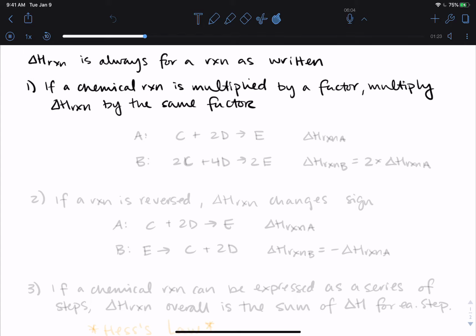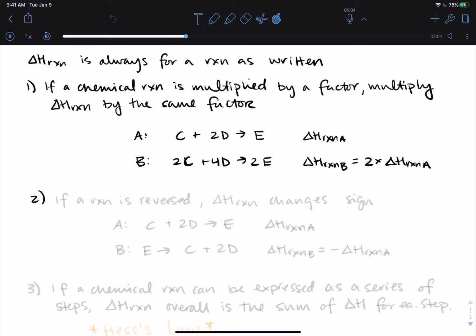So if reaction A is C plus 2D turning into E, and it has a deltaH reaction A value, and reaction B is 2C plus 4D turning into 2E. So it's the original reaction multiplied by 2. The deltaH reaction for reaction B is 2 times the deltaH reaction for reaction A.